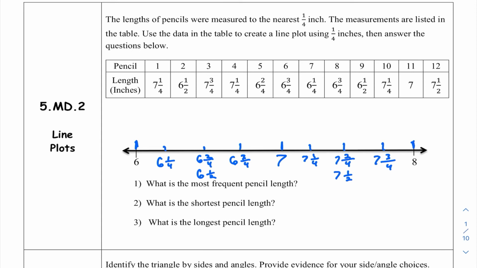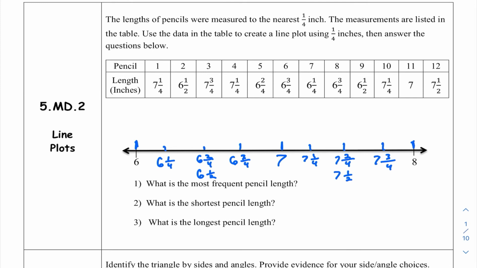Now, when I'm creating a line plot, the things I need to be very careful of is I'm going to build this using x's to represent each data point. I want my x's to be close to the same size, and when I'm stacking them on top of each other, I don't want any gaps. I want to be as consistent as possible to make it very quick and easy to read.